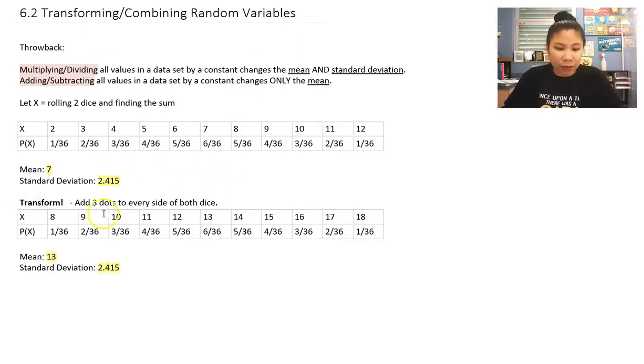All right, so as you can see, when we transformed our data values by adding 6 to everything, our mean also increased by 6, but our standard deviation did not change. So it's very similar to the transformations that we did way back when we were just talking about regular data sets instead of random variables.